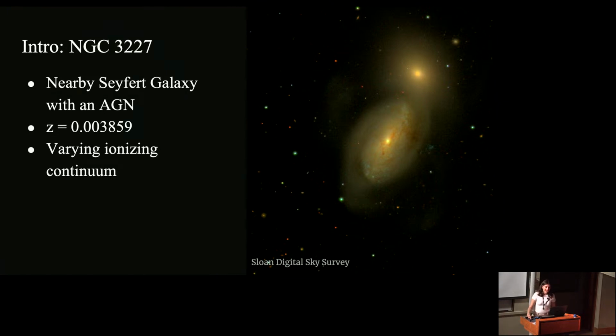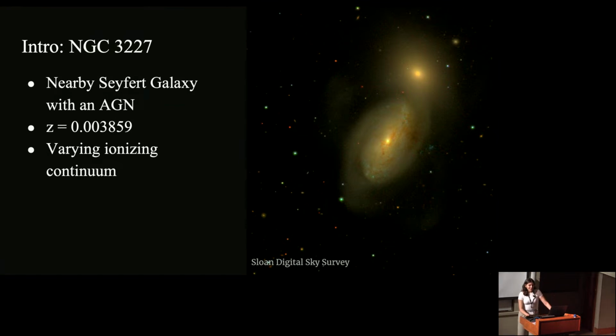It's been said to have this thing called a varying ionizing continuum. An ionizing continuum tells us how different elements have different intensities and how much of each element can be present in that central AGN. In this image, I am showing you NGC 3227 with its dwarf companion, NGC 3226.